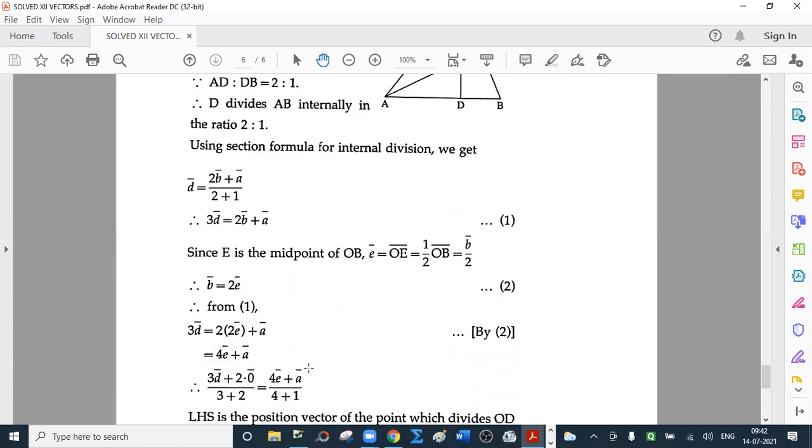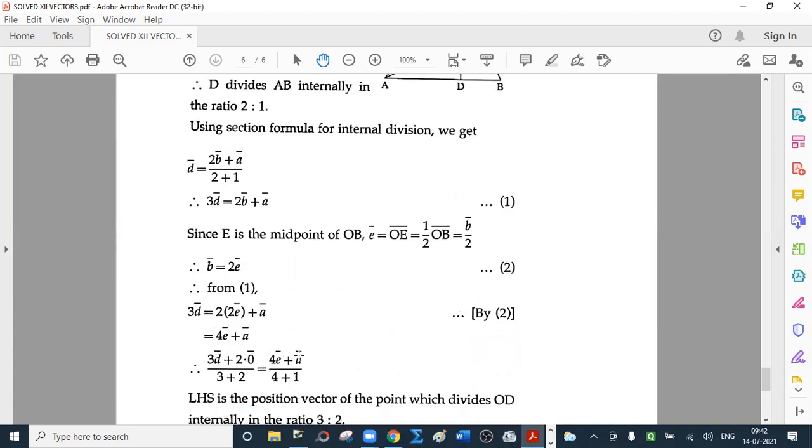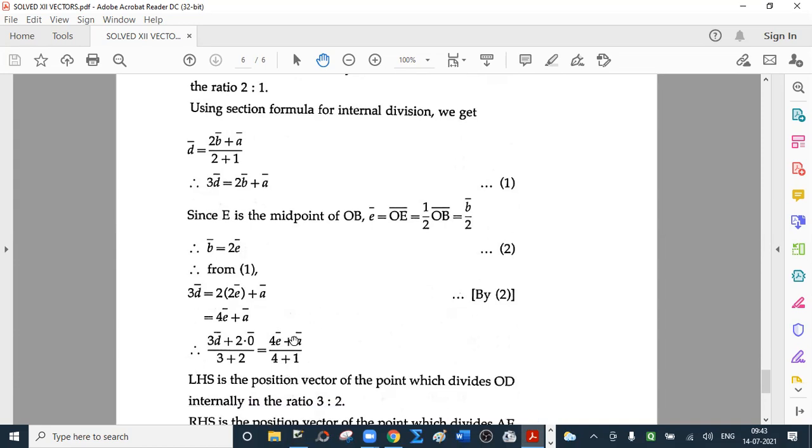Now next step is interesting. Can I write the same as 3D bar plus 2O bar upon 3 plus 2 equal to 4E bar plus A bar upon 4 plus 1. Why divide by 5? Because we have to bring this in which form? MB bar plus NA bar upon M plus N. So we have written the same in required form.